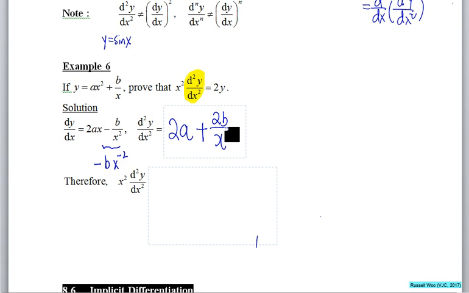Now, you want to prove this, you want to get this. You already have d2y dx squared. What I need to do is to multiply both sides by x squared. I'll get x squared d2y dx squared equals x squared times 2a plus 2b over x cubed. Now your objective is to get to 2y on the right hand side. How do I get to 2y? I think I need a 2. I'll factorize the 2 out and multiply the x squared in.